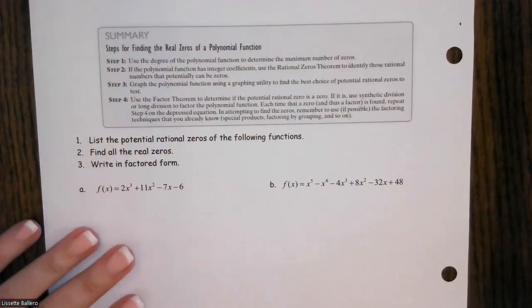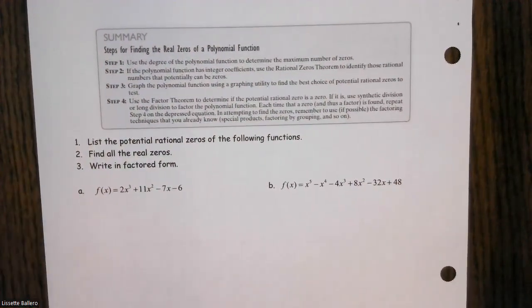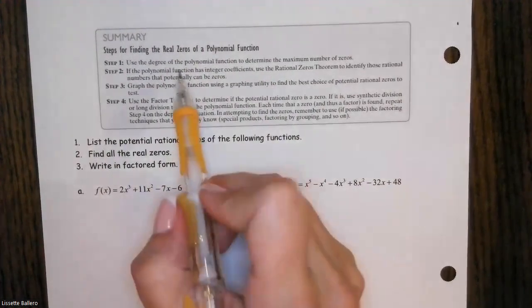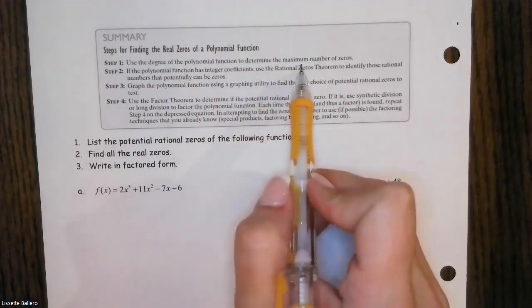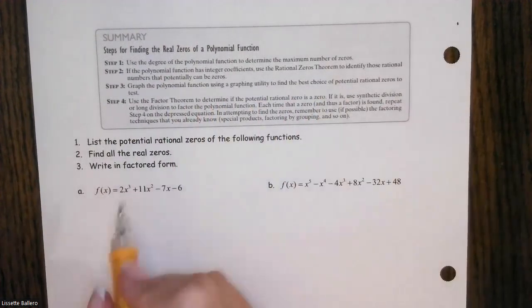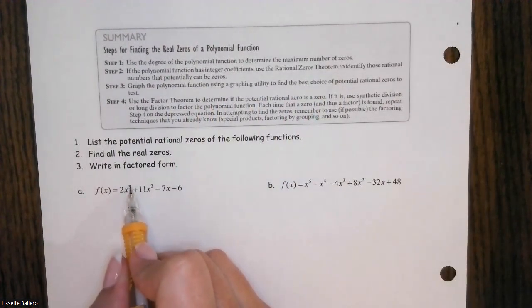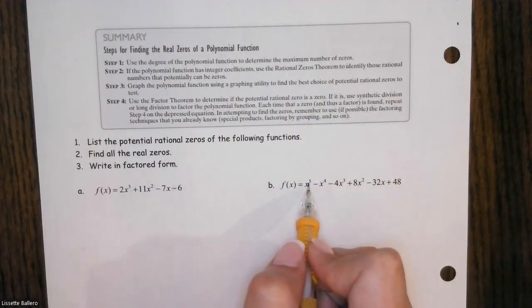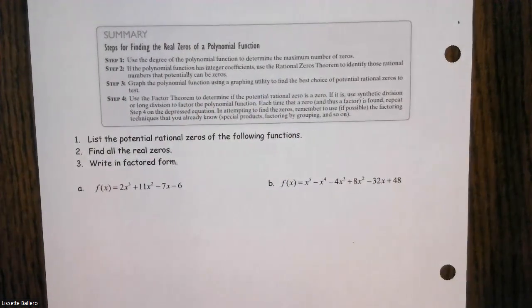Now we're going to do 2 examples of what that would look like for a question. It tells us steps for finding the real zeros of a polynomial function. Use the degree of the polynomial function to determine the maximum number of zeros. Remember that highest exponent tells you that. So this one I know would have 3 at max zeros, and this one would have 5 at max zeros.